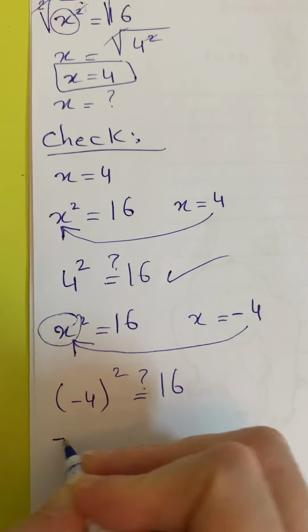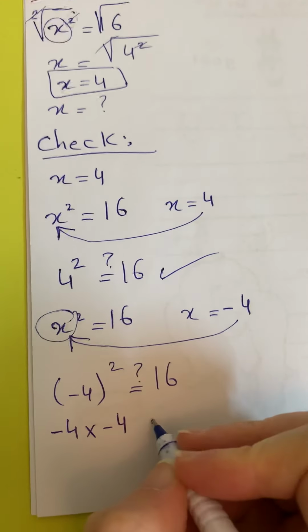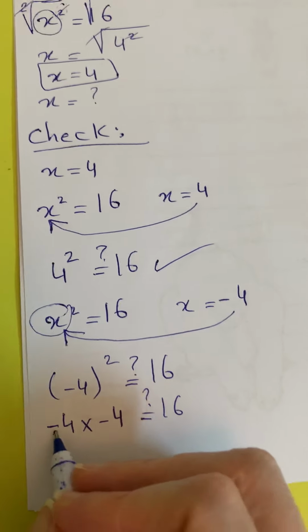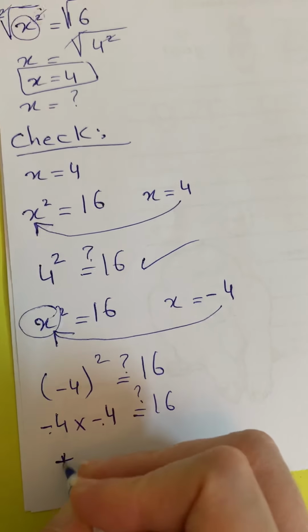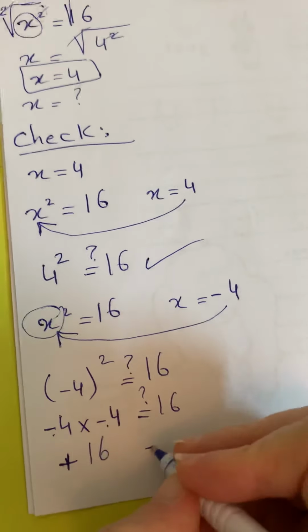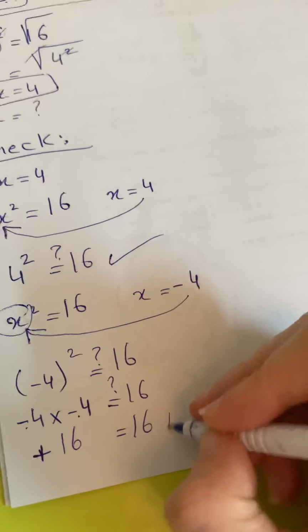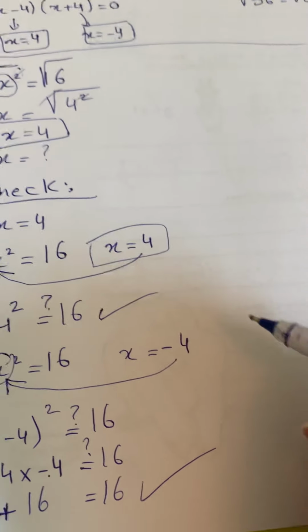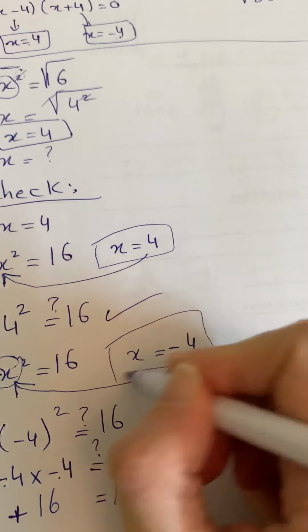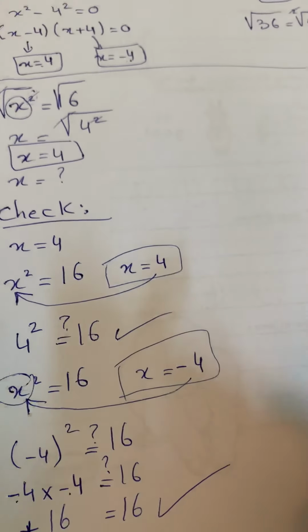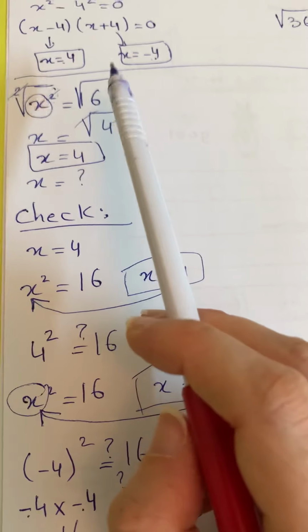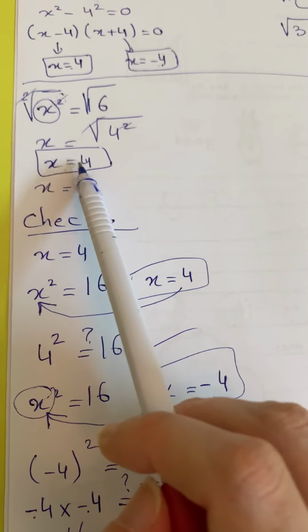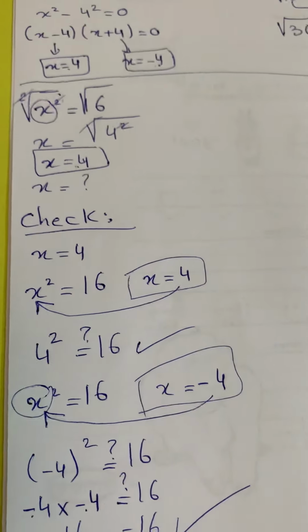Negative 4 power 2 is negative 4 times negative 4, and I'm also checking if it's equal to 16. You know that negative times negative is positive, and 4 times 4 is 16. So is 16 equal to 16? Yes. So actually, not only x equal 4 is a solution, also x equal negative 4 is a solution. So now, whenever you solve a quadratic equation using square root, whenever you find the positive answer, you also mention the negative answer.